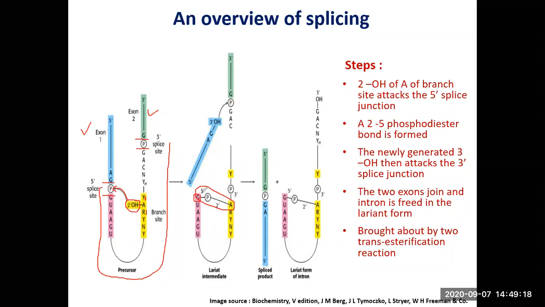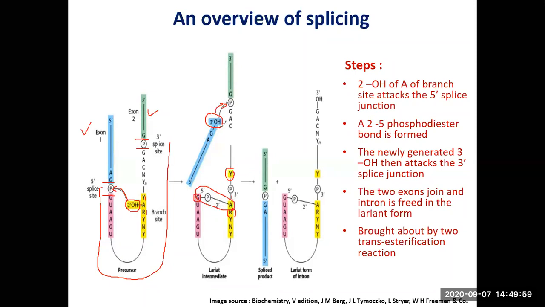And what is the direction of the phosphodiester bond? 5' to 2'. Because its 3' end is also engaged, its 5' end is also engaged in phosphodiester bond formation with the preceding nucleotide here and the proceeding nucleotide here. Since carbons 3 and 5 are engaged, the hydroxyl group at carbon number 2 forms a 5',2' phosphodiester bond. And what do you have? You have this exon 1, the upstream exon, freed, liberated. The newly generated 3' hydroxyl group in the upstream exon then attacks the 3' splice junction.